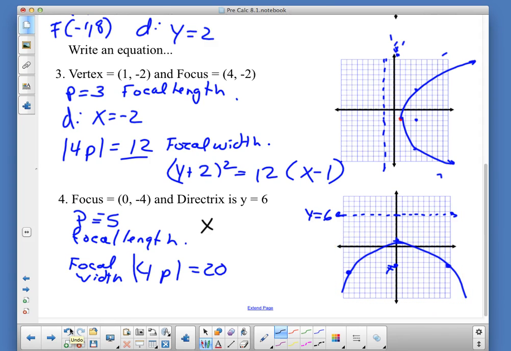Now I can write my equation. Oh, I suppose I should put the vertex in here. I got (0, 1). x squared equals my focal length 20, but it's -20, times y minus 1. Any other follow-ups on the graph itself or the equation for that graph? Directrix, focus, focal length, focal width. Those are the nuances of this problem.